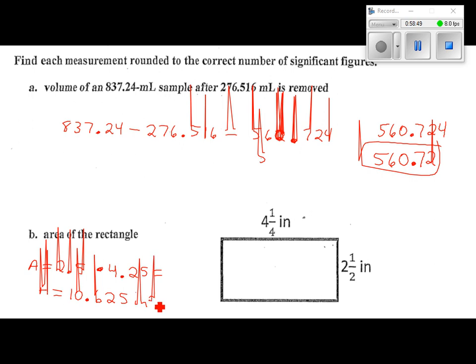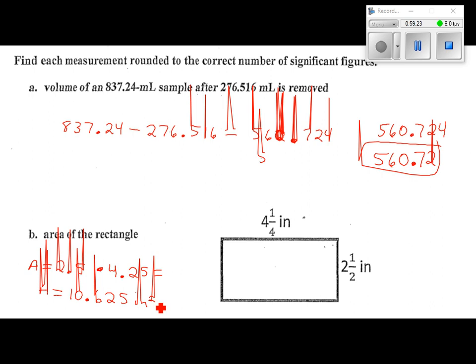Let's do it out here. Maybe I can write it out here again. We were multiplying. What did the multiplication rule say? The one with the fewest significant figures, right? How many significant figures did 2.5 have? 2. And 4.25 has 3. So we want to go with the one that has the fewest, which is 2, right? So if we only want 2 significant figures, what are we going to round that off to?